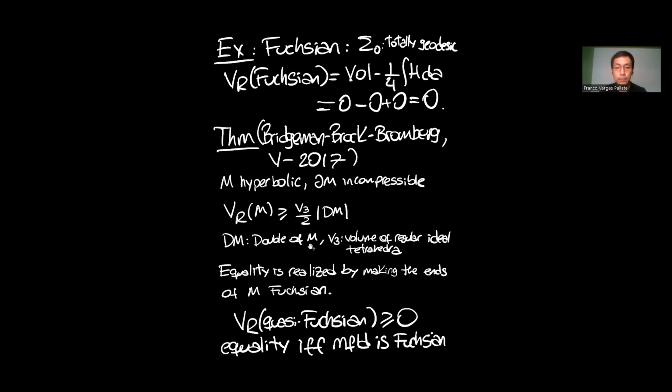Moreover, that's in terms of this inequality. And this inequality is sharp in the following sense: equality is realized by making the ends of M Fuchsian. So this means that in order for this equality to happen, in order to have a sequence of hyperbolic manifolds so that this distance goes to 0, then what should happen along that sequence is that you are making each end to be Fuchsian.